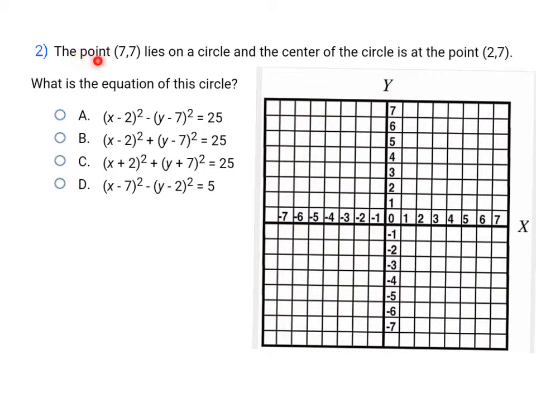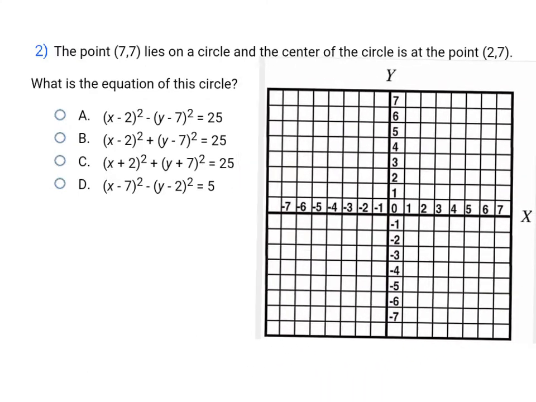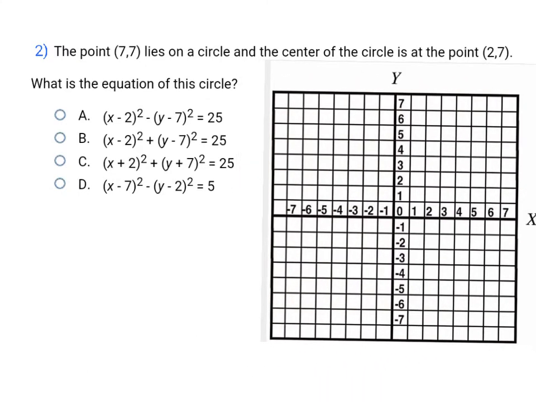This problem says you have a point (7, 7) that lies on a circle, and that same circle has a center of (2, 7). It wants us to create the equation. I've gone ahead and put a piece of graph paper into this problem to help us see it. You could always use a piece of graph paper on your EOI or as you're working these problems also.